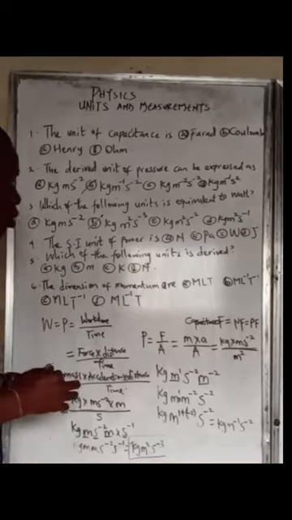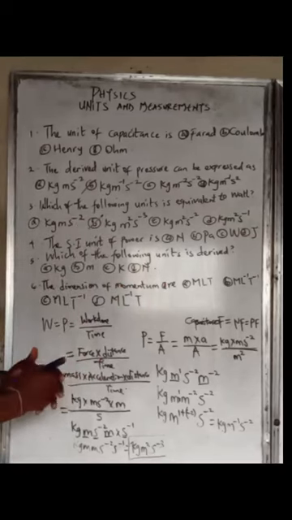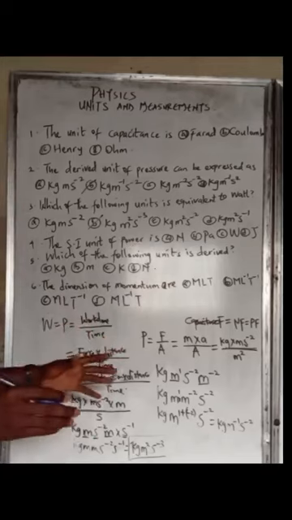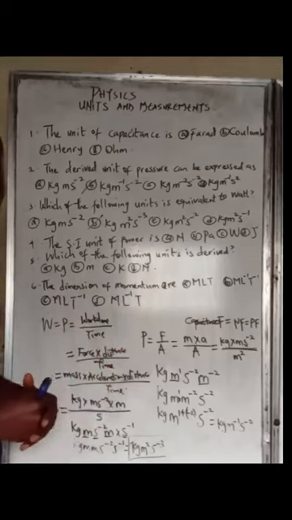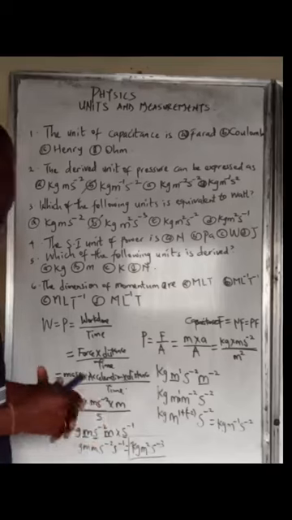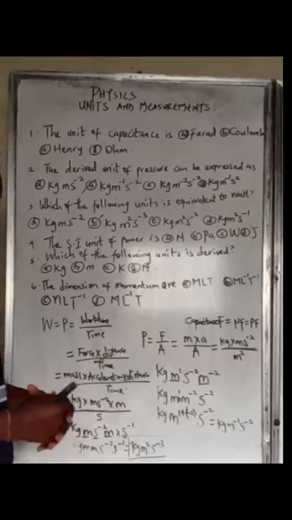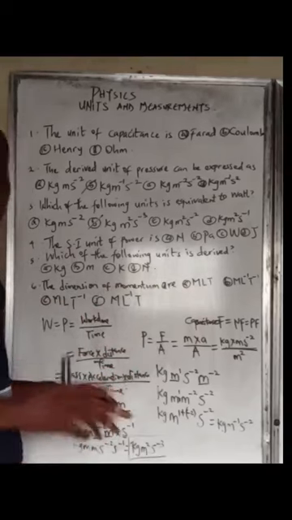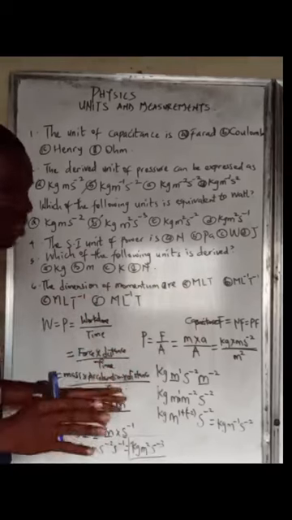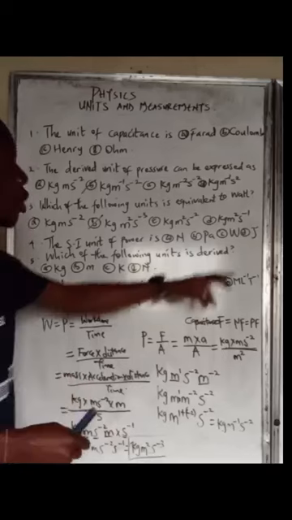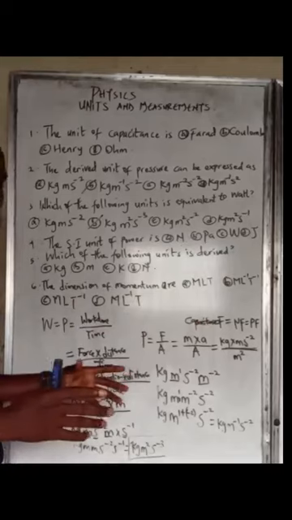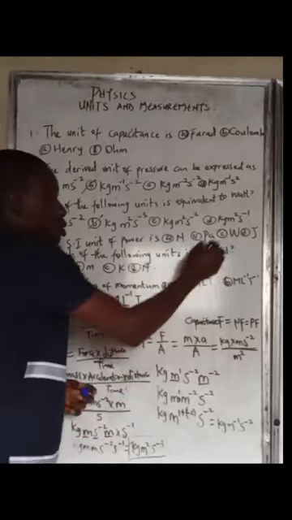So now let's see question 4. The SI unit of power is A, N. N is for Newton, and Newton is for measuring force. B, Pascal. Pa is for measuring the pressure of gases. C, watt. We know that the watt is the unit for power. D, joules. And joules is the unit for energy. So the right option is going to be C.